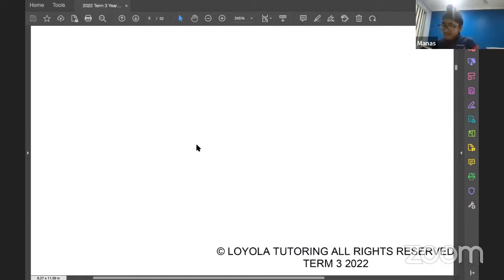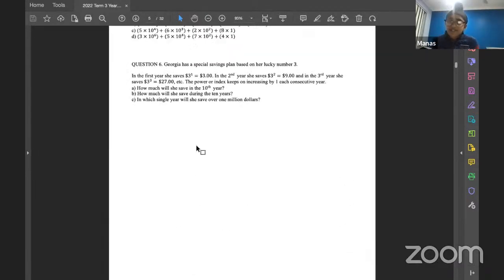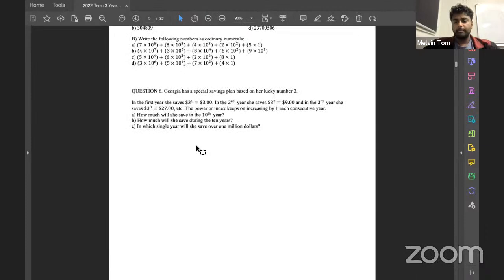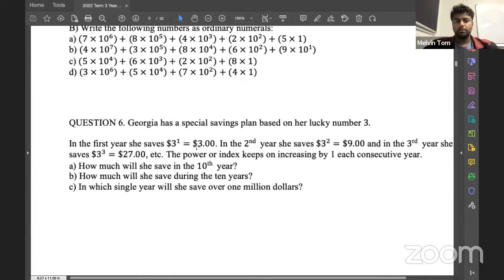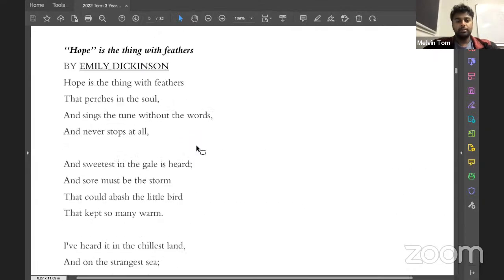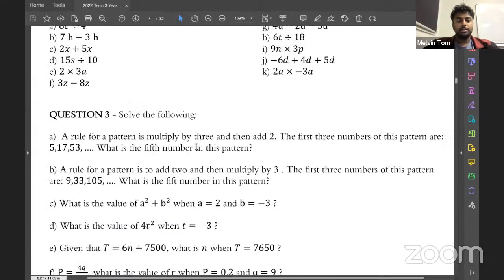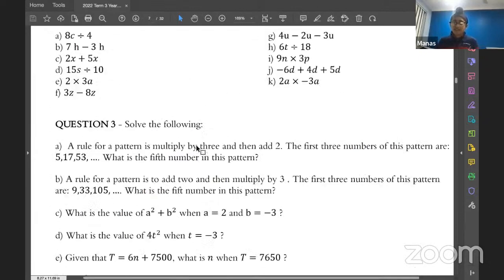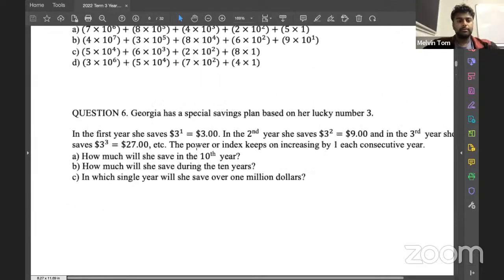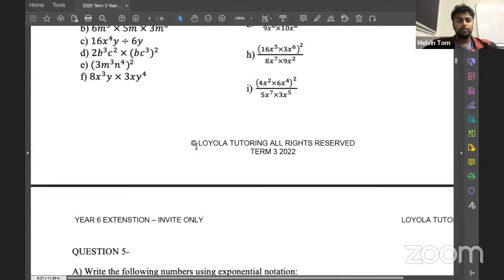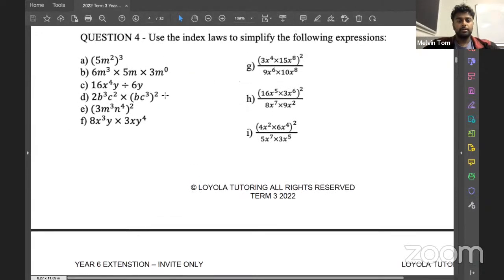Hey, I have a question. Yes, go for it. Question 3F. Where does the X go in question 3F? 3F, yes. Okay, so algebra, right? No, indices. Let's see 3F.